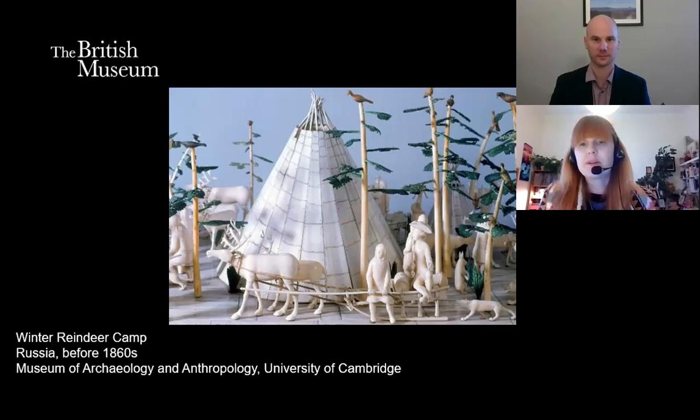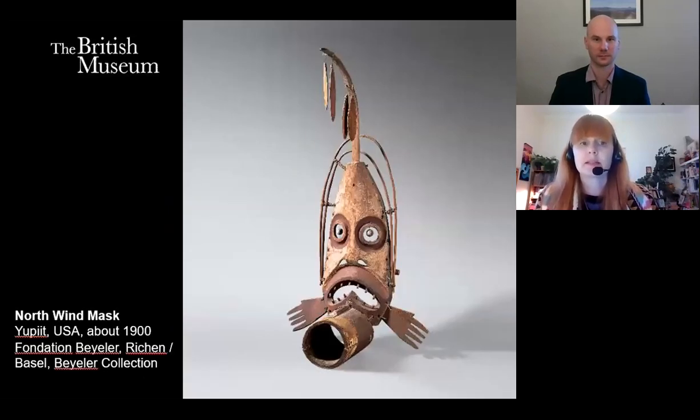And that brings us to our next object, which is a north wind mask made by the Iñupiat of Western Alaska. And an image of the mask is on screen at the moment. This is a large mask. It's just over 1 meter high and 1/2 meter wide, and it's predominantly made of worn dark brown wood with added paint, metal, and leather parts.